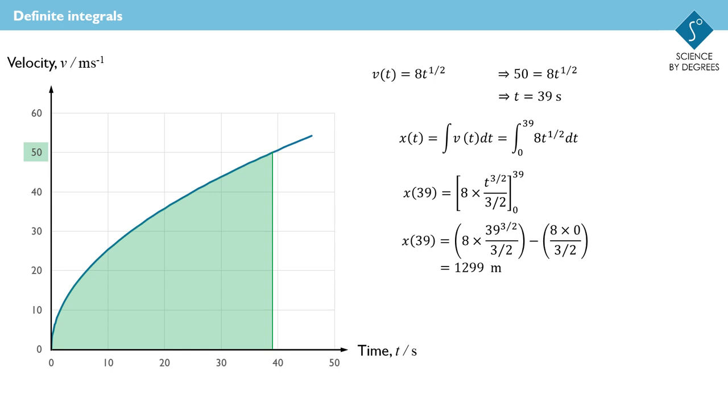Note that it would be common to factorise out the constants in this calculation to simplify the arithmetic, like this, where the 8 and the 1.5 have been taken outside the bracket, but it all amounts to the same thing in the end.